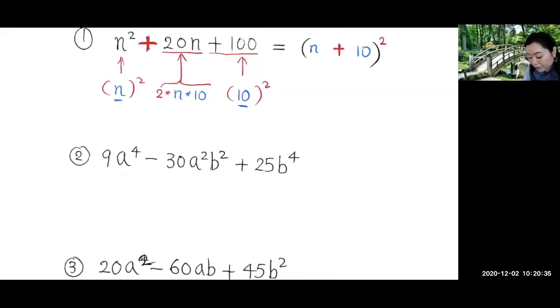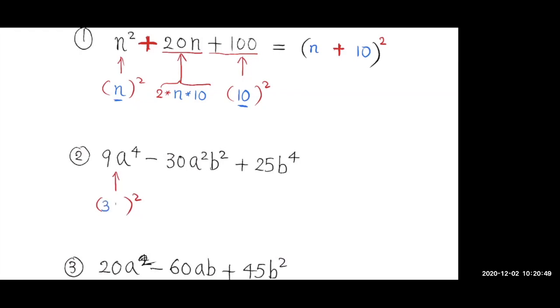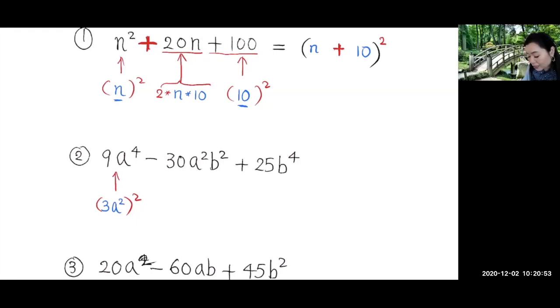This one over here, the first one here, it is a square, right? And this one, what square is that? 3a. A to the what power? A to the second power, right? 3 squared is 9. A squared, squared, that's a power of a power. 2 times 2 makes 4, right? So a squared squared is a to the 4th power. Okay, so that is the square.